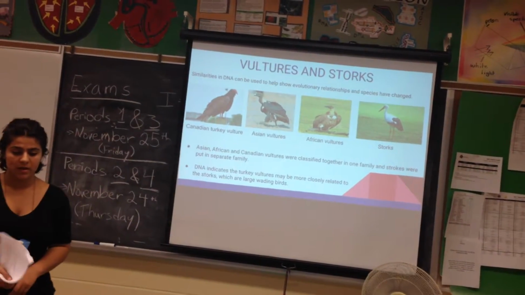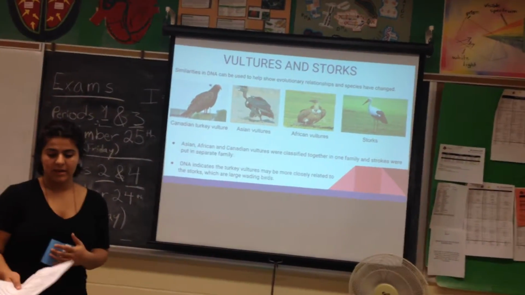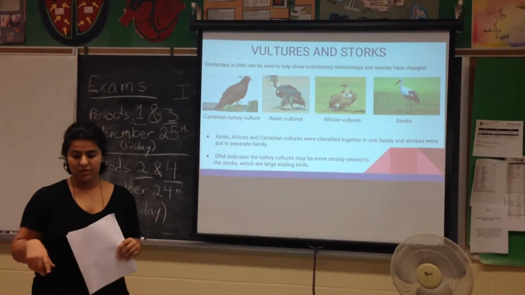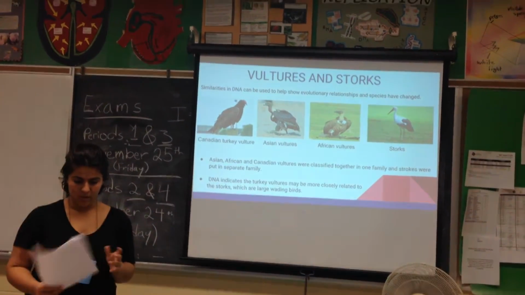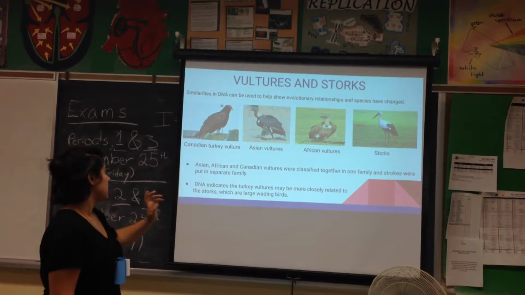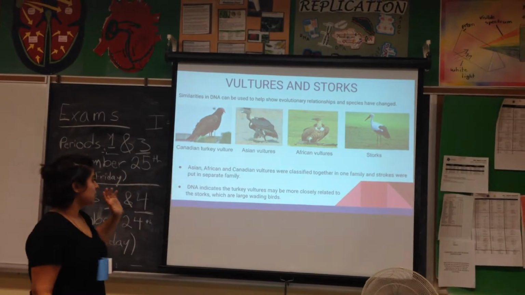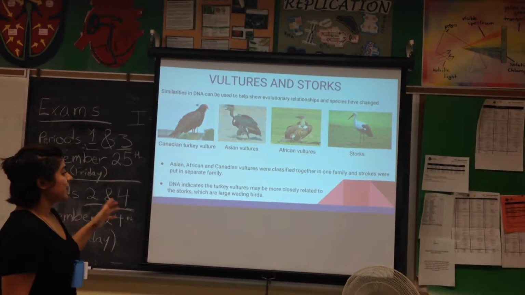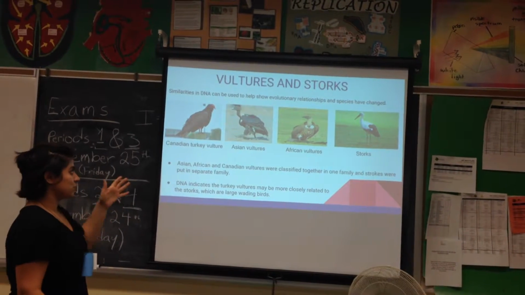Vultures and storks. Similarity in DNA can be used to help show evolutionary relationships as species have changed. So we have a Canadian turkey vulture, and Asian and African storks. Years ago, the African, Asian, and Canadian vultures were classified together in one family, and storks were a different family.